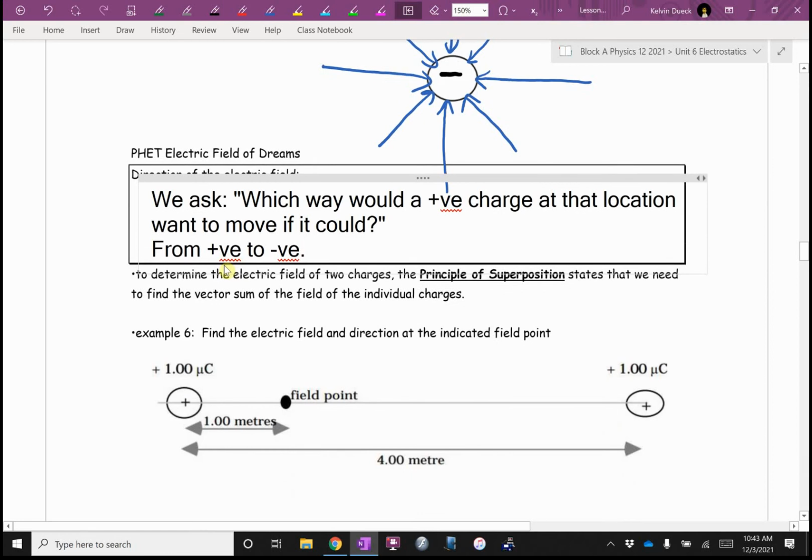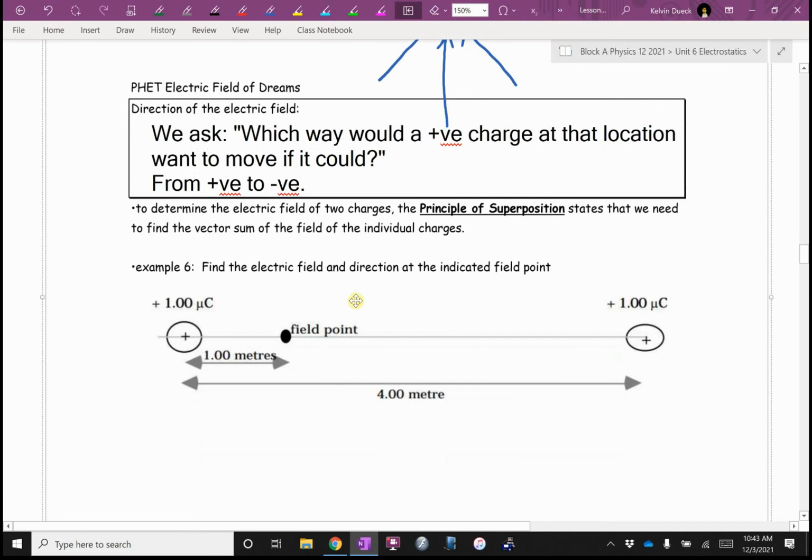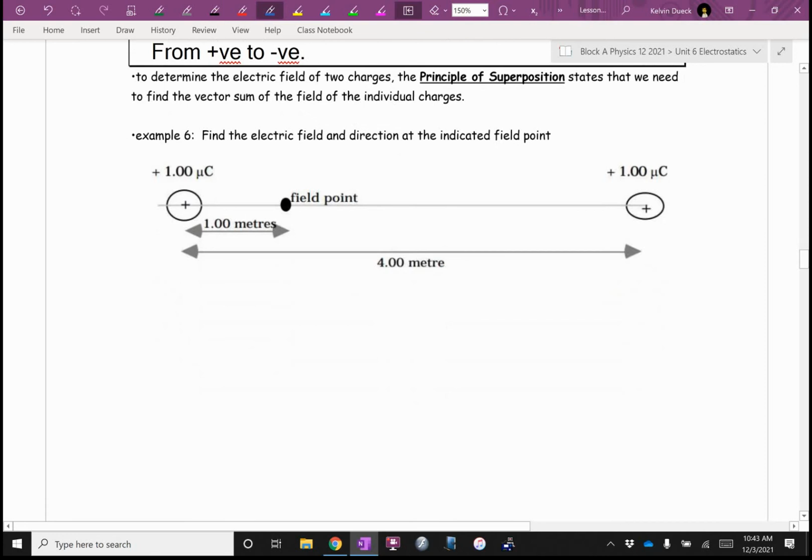I am going to ask you to find the overlapping electric field created by two charges. I guarantee, like in example 6. It says, find the electric field, magnitude and direction at the field point right there. We're going to use the principle of superposition, which is a fancy phrase for saying there's no way to find the electric field from two charges. You find them one at a time, and then you add them vectorially. That's the principle of superposition.